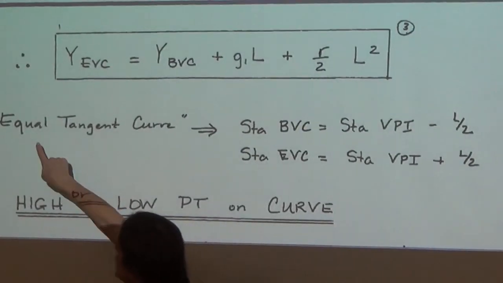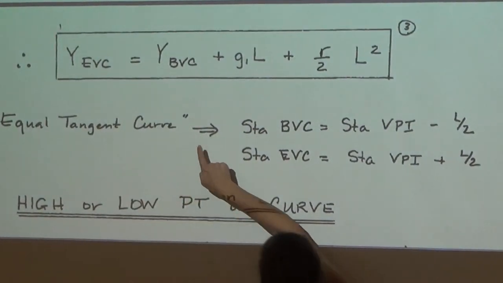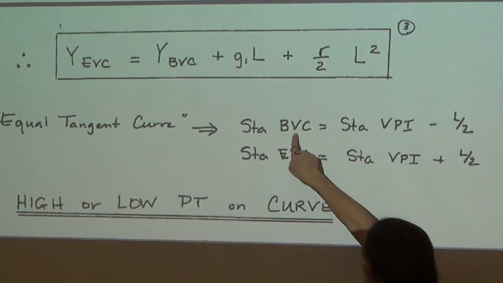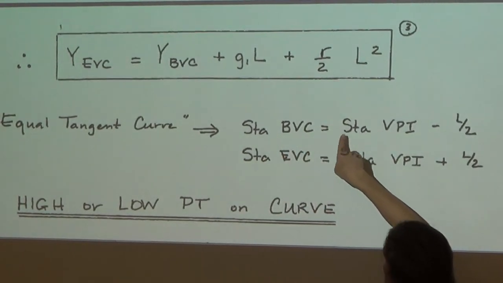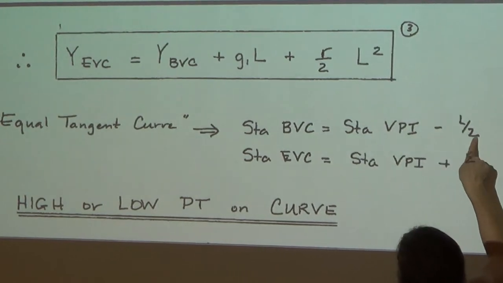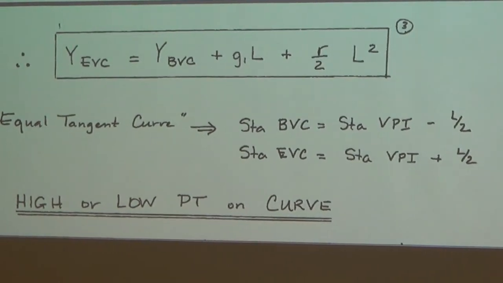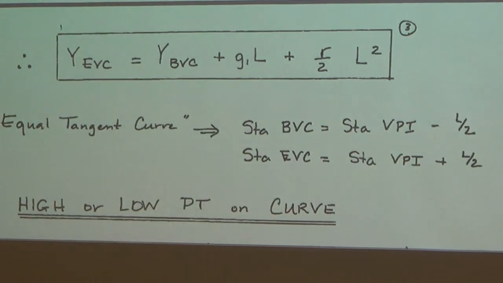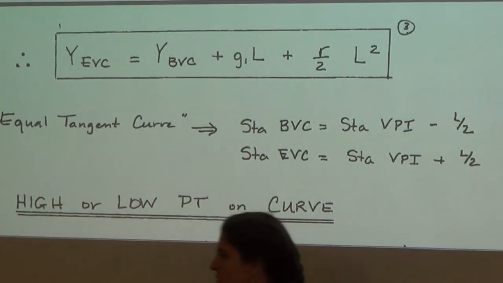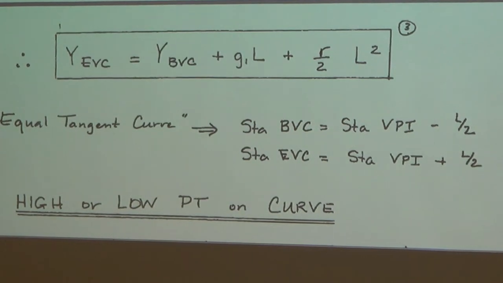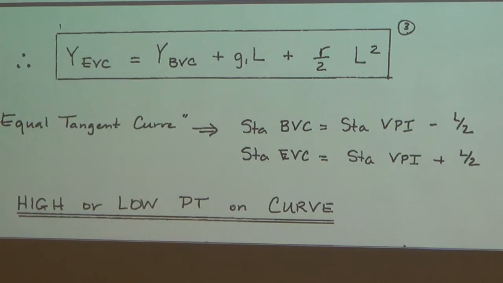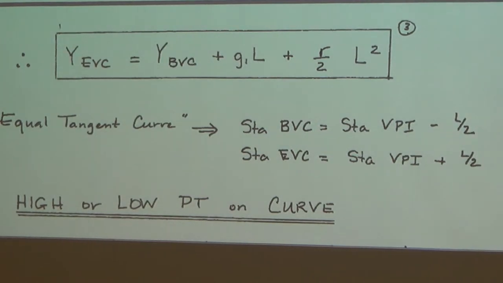Allison, what you were mentioning, equal tangent curves. It means that the station of the BVC is equal to the station of the VPI minus L over 2. So what does that mean? It means that if I have a vertical curve, the slope of the tangent lines are equal? No, actually they don't have to be, because look, here's one that's not equal. This is the BVC, and this is the EVC. That's all it's saying.